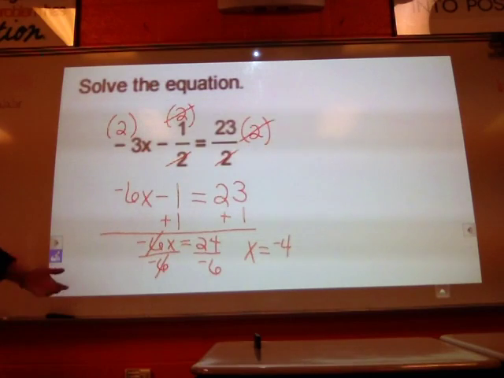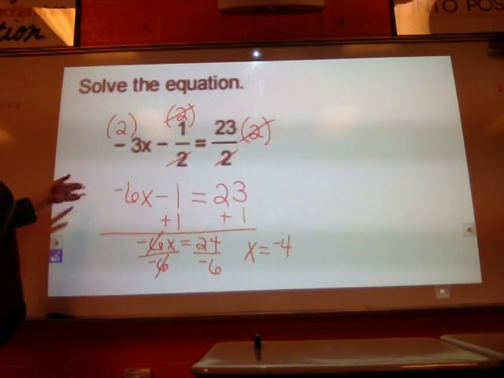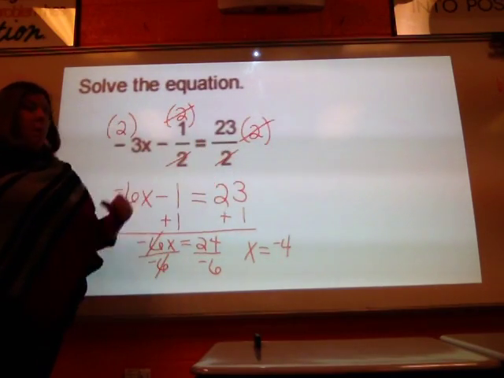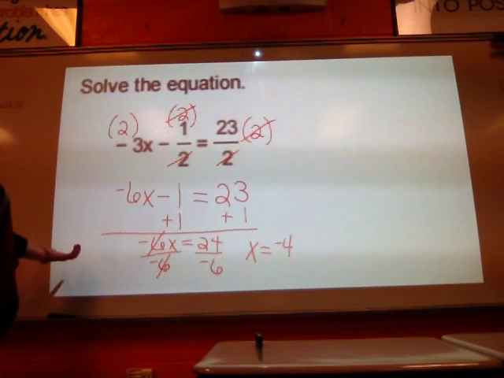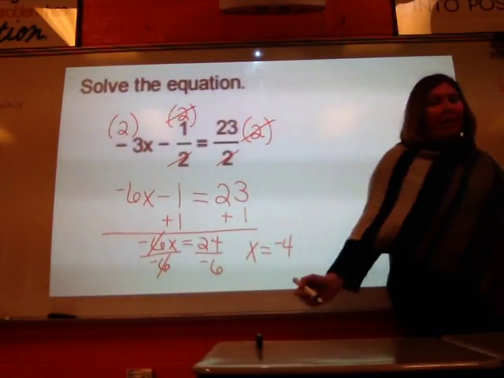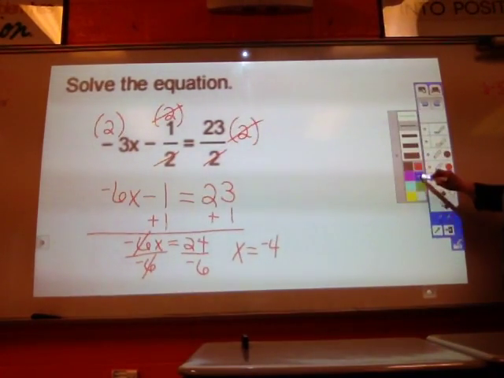I would be willing to say that if you missed it, it's because you were fractionophobic. But remember, multiplying by that denominator on every single term will help you get rid of that. Now, if you didn't do that and you added 1/2 to both sides, you're still going to get the same answer. So let's do that in blue.